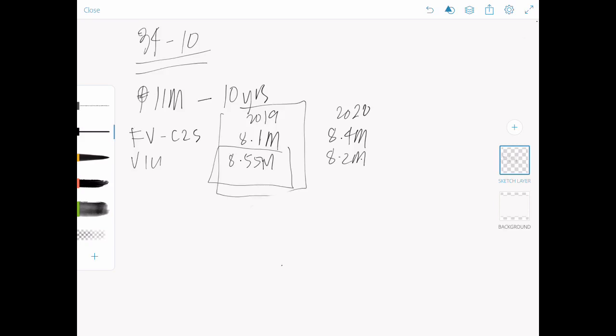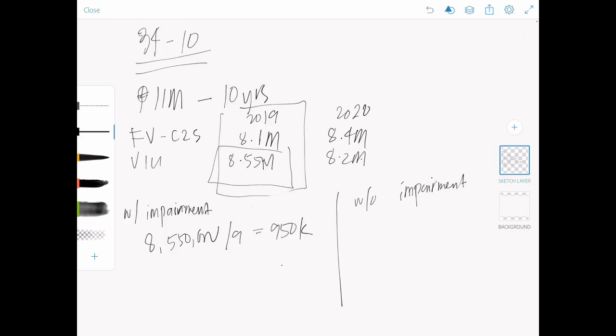So here, because of that rule, we are going to compute the carrying amount of an asset with impairment and without impairment, and we are going to compare which one we are going to use as our new carrying amount. So we have here with impairment, and then without impairment. So let's compute the carrying amount as if with impairment or without impairment. So again, our carrying amount, if that is with impairment, we have here 8,550,000. So that is the carrying amount. So divided by 9, since this is 9 years, so we have the depreciation of 950,000. 9 years because 1 year had already passed.